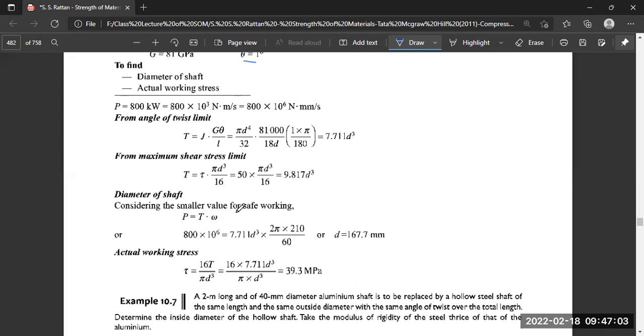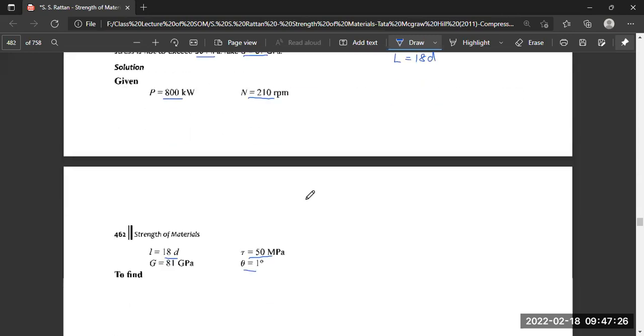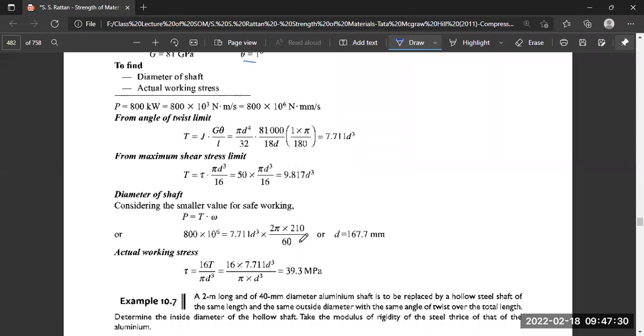Thus, for safe working, P is equal to T into omega. P is given as 800 into 10 to the power 6. Torque we have put here, the minimum one, 7.711 D to the power 4. Omega is 2 pi N by 60, and RPM is 210, that is 2 pi into 210 by 60. Thus, from this equation, D is equal to 167.7 millimeter.